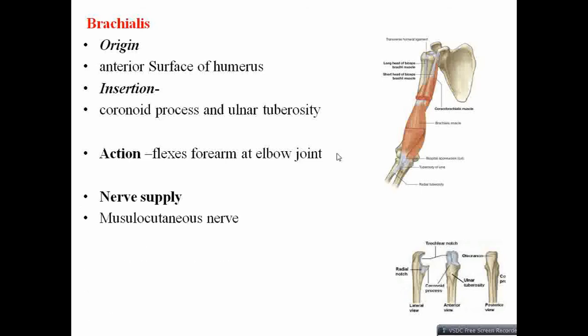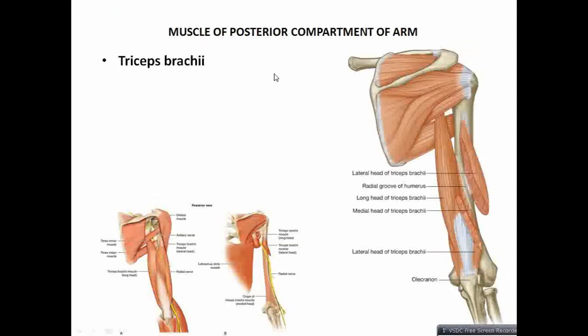Nerve supply: again it is supplied by musculocutaneous nerve and also radial nerve. So this muscle has two nerve supplies, musculocutaneous and radial. Now coming to muscles of the posterior compartment of the arm, there is a single muscle, that is triceps brachii. It has three heads, that's why it is triceps: 1, 2, 3, three heads.